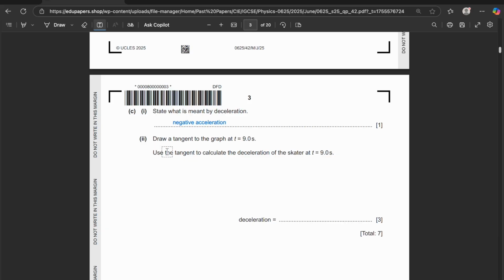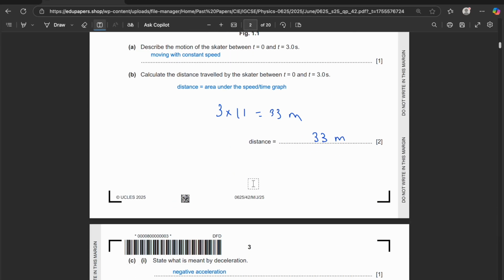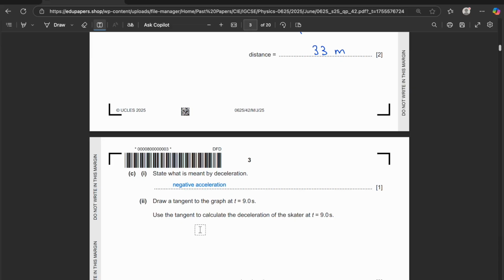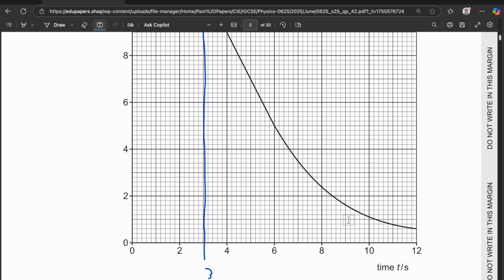C2. Draw a tangent to the graph at t equals 9 seconds, and use the tangent to calculate the deceleration of the skater at t equals 9 seconds. So at 9 seconds is right here. To draw a tangent, you can do something like this. You take a small distance, then draw a line with a ruler and extend this line. Then you find the gradient of the line.